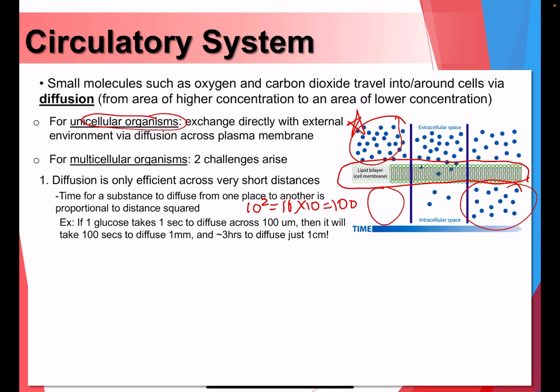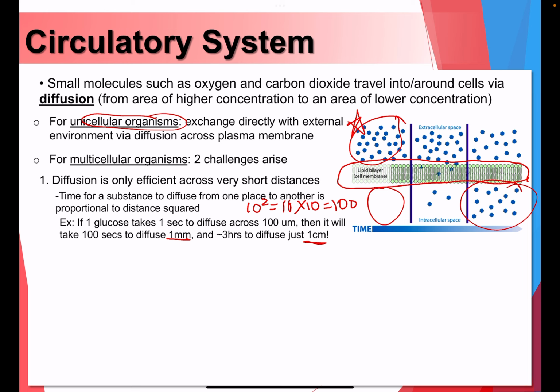So let's say one glucose molecule takes 1 second to diffuse across 100 micrometers. Then it will take 100 seconds for that glucose molecule to diffuse through 1 millimeter, which is still very tiny, but on the micro scale, this is huge. And if we're talking about diffusing through 1 centimeter, for us humans that's still tiny, but for that little molecule of glucose, that is humongous. It will take that one glucose molecule 3 hours to diffuse through just 1 centimeter.